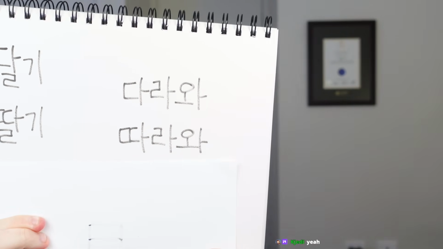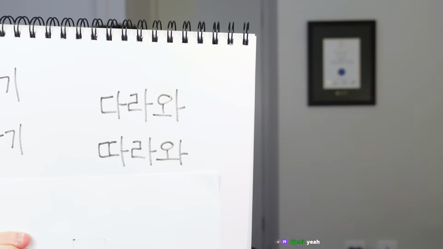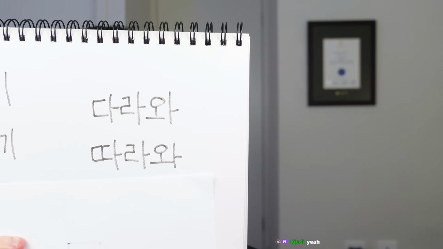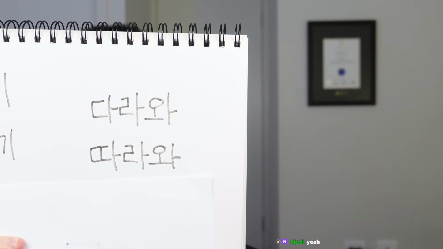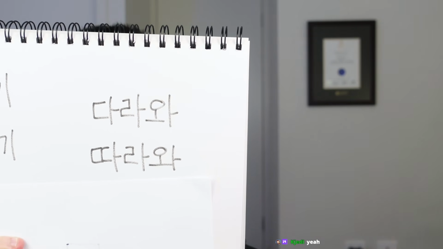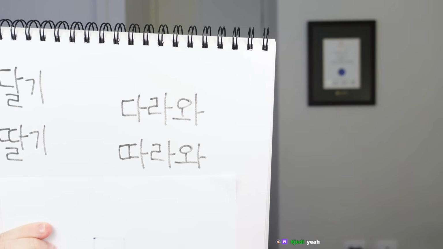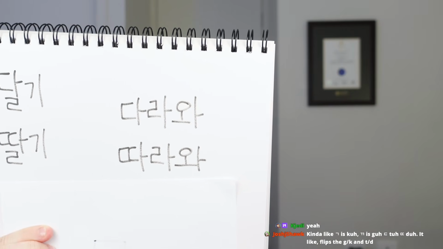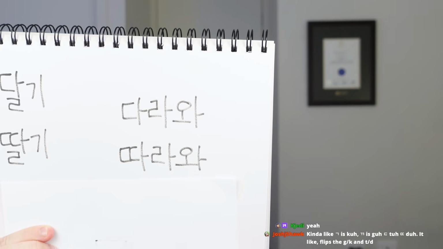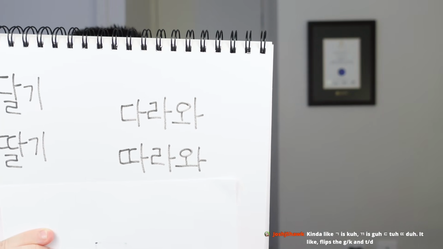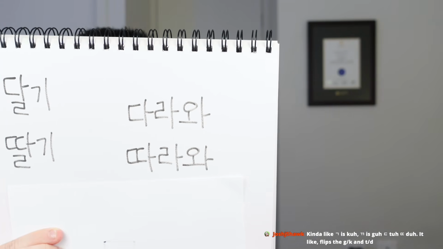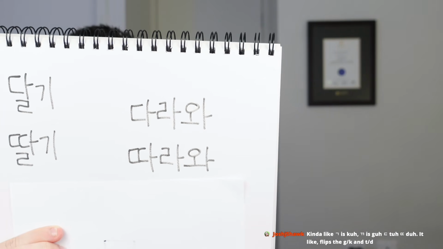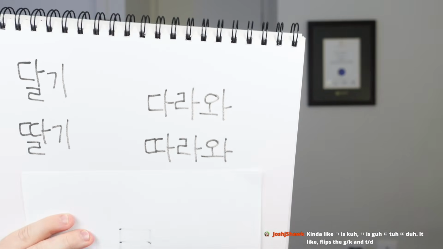딸기, so again, 딸기 means strawberry. 따라와. 따라와. Can we hear the difference? Yeah, basically it just becomes a lot more audible, right? 따라와. Anyone know what 따라와 means?